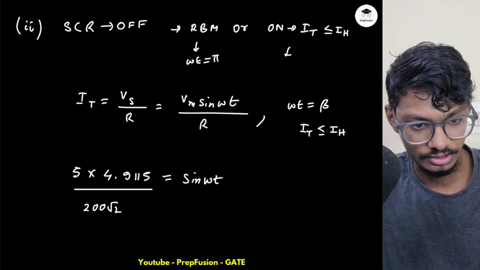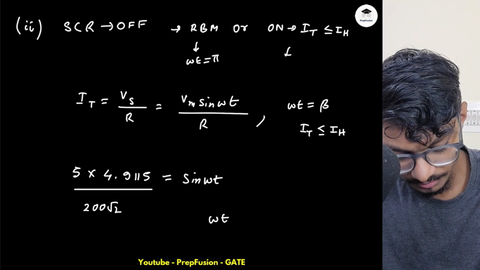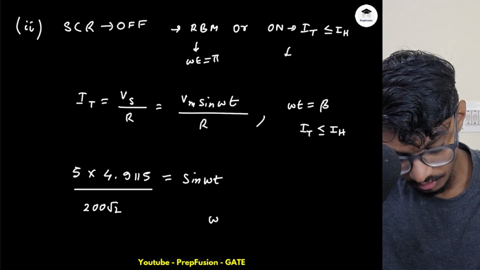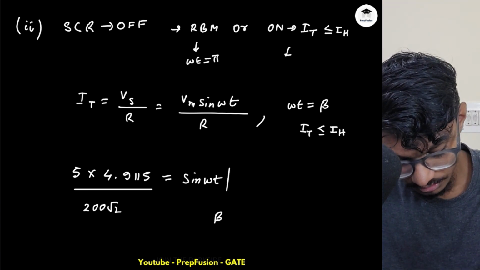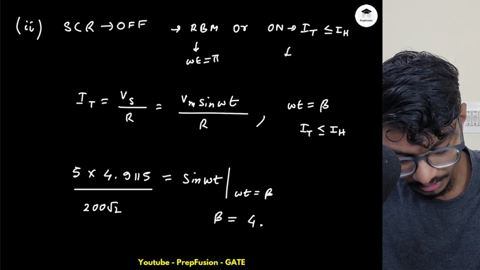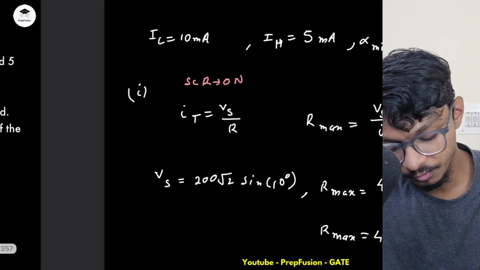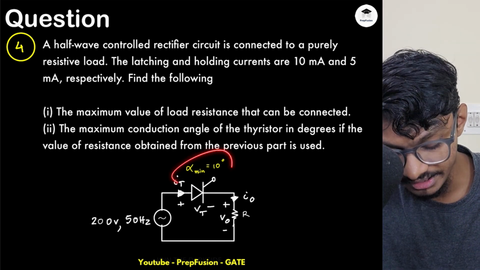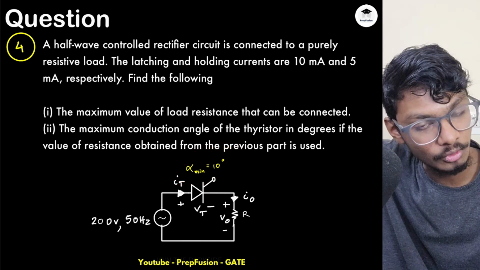So your angle, omega t, or your beta at omega t equals beta, is coming out to be 4.98. Now is 4.98 possible? 4.98 is not possible. Why? Because you are only triggering at 10 degrees. So obviously it will be 0 at that point of time, and that is not possible.